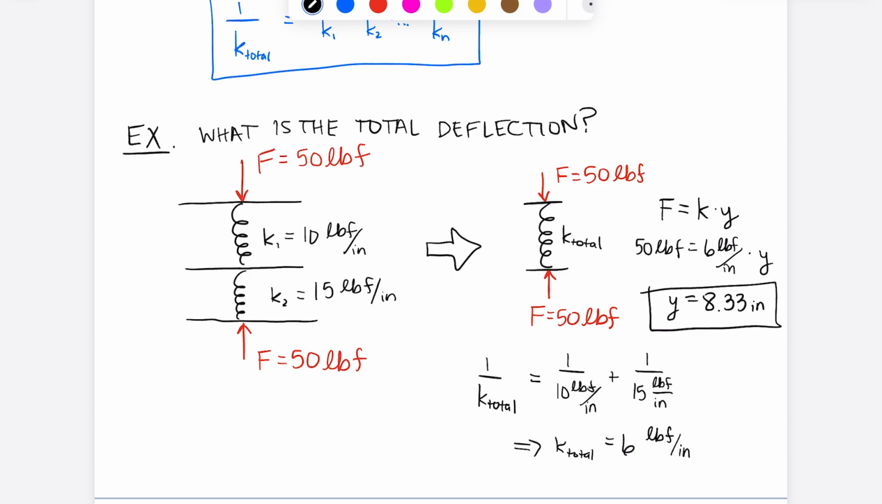You could also try to break this down into the individual spring deflection components, and then add the deflection of each individual spring together, and that would give you the same final answer. So I encourage you to try that on your own and make sure that that's what you get.